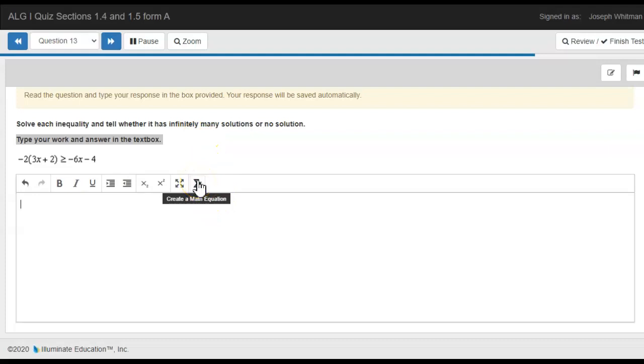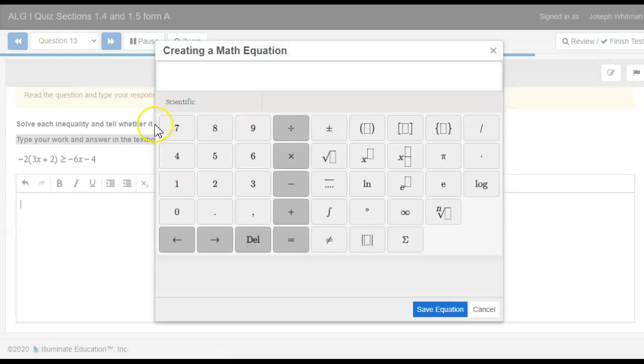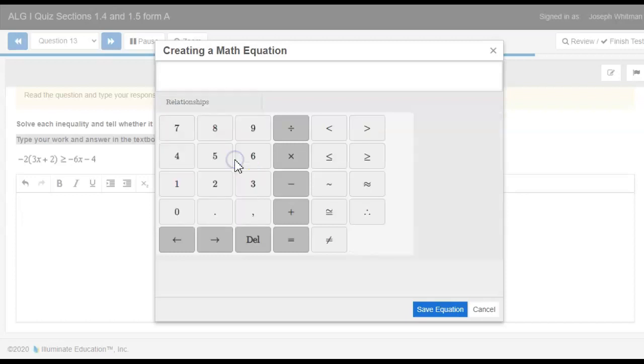There's a math equation button. You click here. It says create a math equation. And now come up here, change this from scientific to relationships, and now you have your less than or equal to's, your greater than or equal to's. Okay. So we could do this problem.